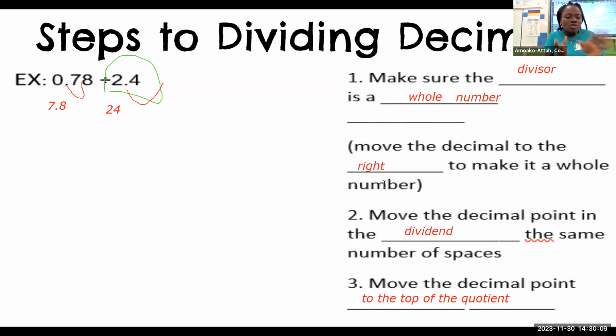So one, identify what your divisor and dividend are. Two, make sure the divisor is a whole number. How do you make it a whole number? Move the decimal point to the right. How many digits do we have after the decimal point? Then also you move the decimal point in the dividend the same number of steps you did to the divisor. Then the last one, you move the decimal point to the top of the quotient. So this is just guided notes to help you as you move on, because you're going to use this so many times. Make sure you don't forget any of the steps I just mentioned. Right, so let's move to the next one.